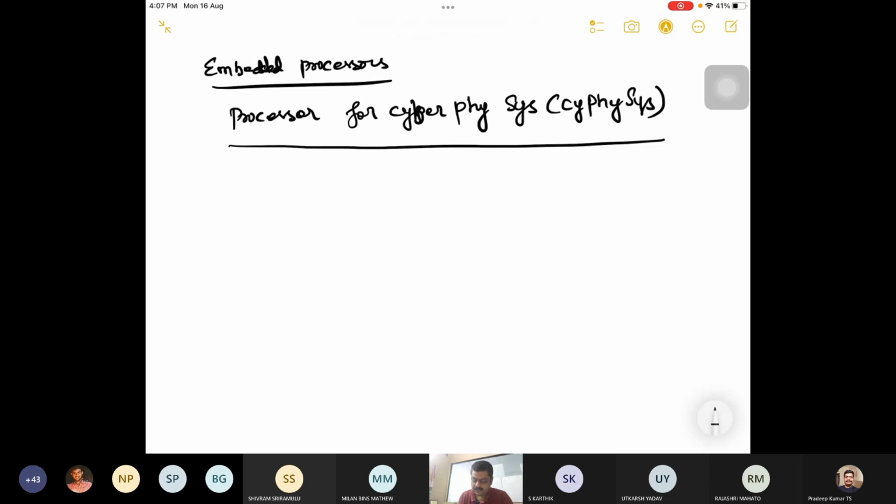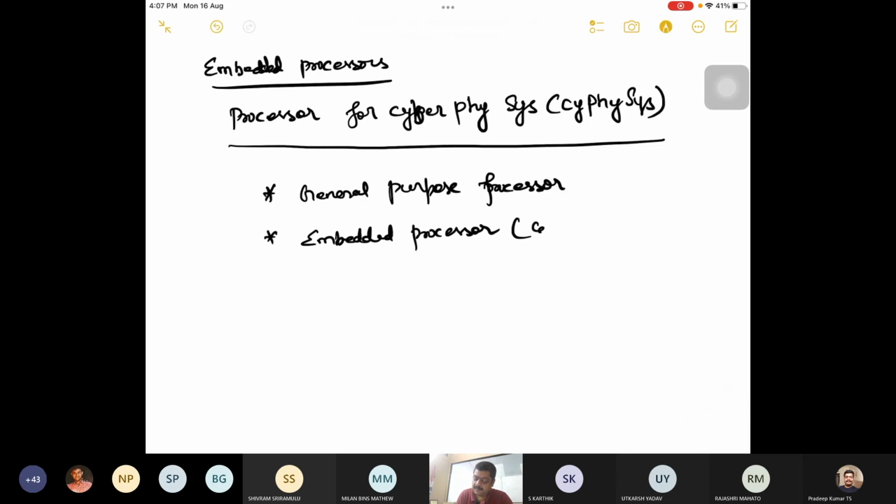Okay, so there are two things. One is the general purpose processor, which we call general purpose. The second is embedded processors, so it may be an embedded system, or the processor which is embedded in the hardware. So general purpose processor and embedded processor. Generally an embedded processor we can call a controller as well. So there are two aspects: controller or embedded processor.